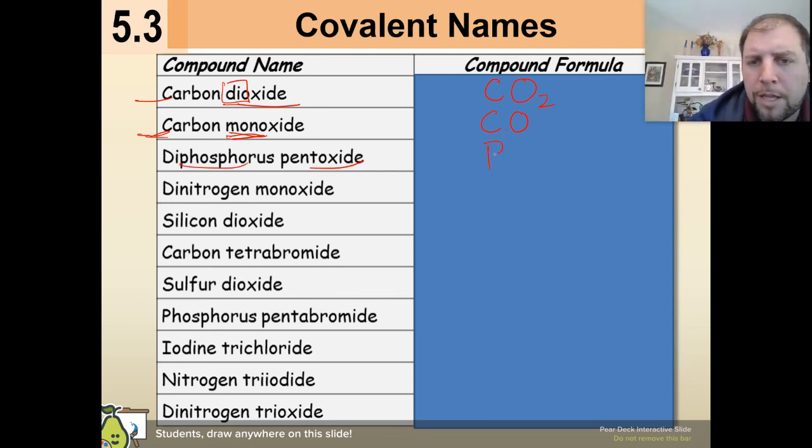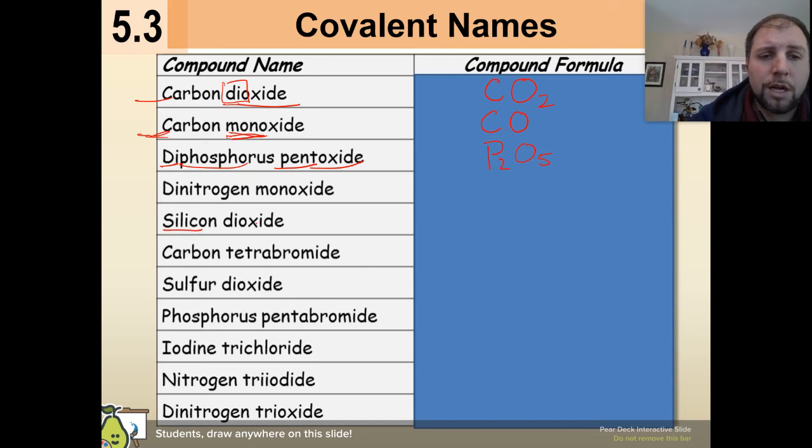Okay, good. Phosphorus pentaoxide. Well, I'm going to start by writing the P for phosphorus and the O for oxide. Okay? Diphosphorus. There's 2 phosphoruses. Pentaoxide. That means there's 5 oxygens. P2O5. Great. We're doing great so far. All right, let's try this one.